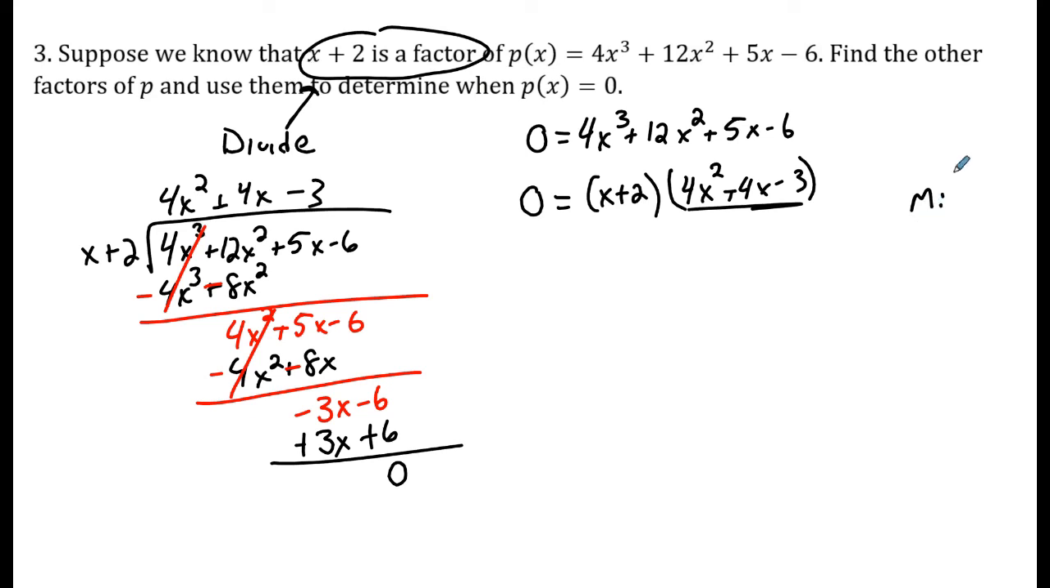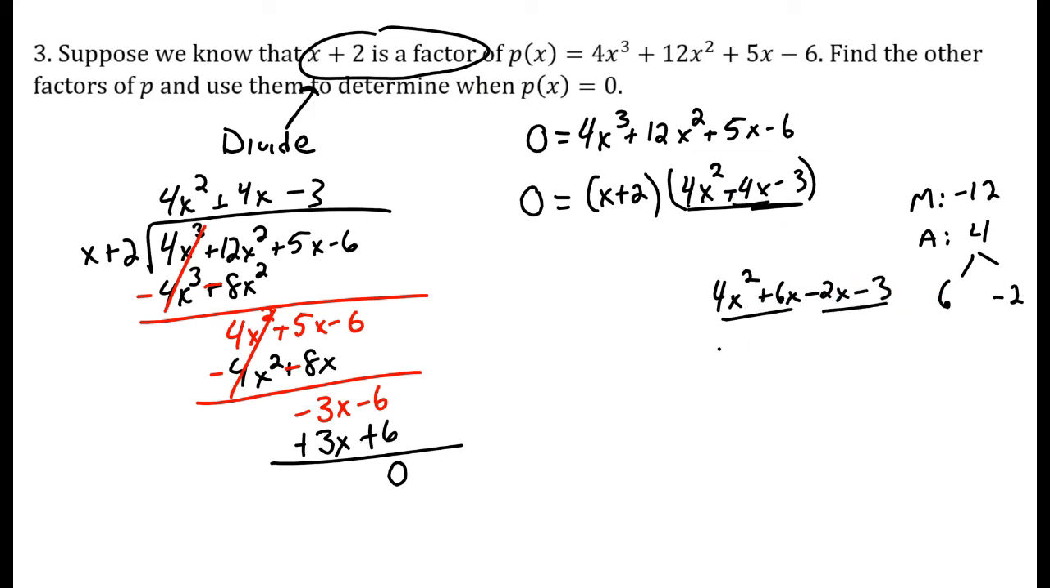What multiplies to negative 12 that adds to 4? What multiplies to 4 times negative 3, negative 12, that adds to 4? Think about it, just don't stare. 1 and 12, no. 2 and 6, yes. 6 and negative 2 work. So I've got 4x squared plus 6x minus 2x, I'm splitting up that middle term, minus 3.